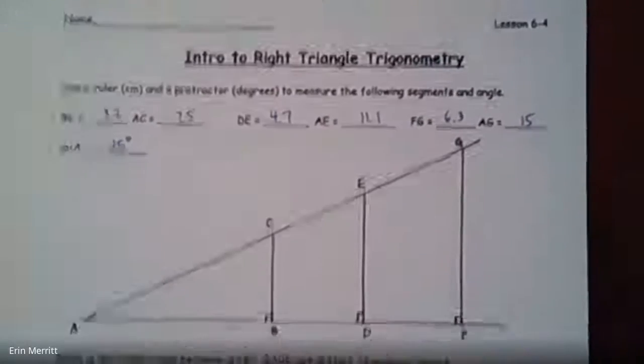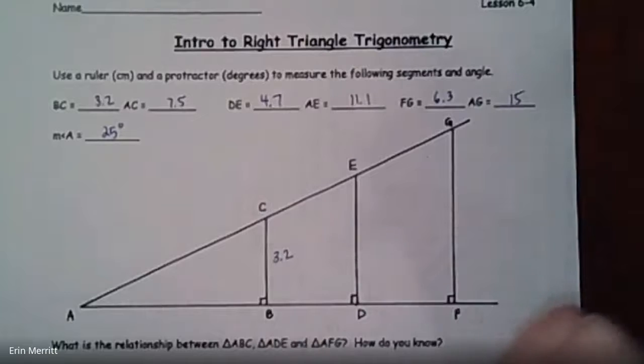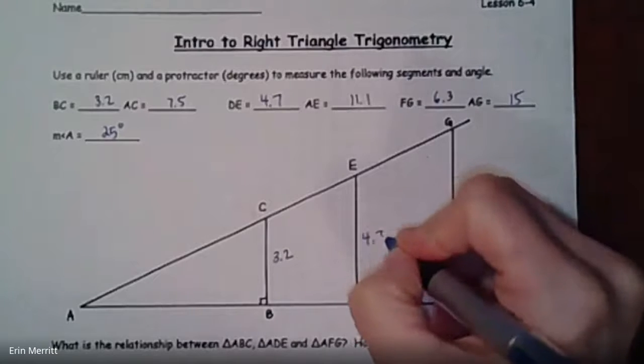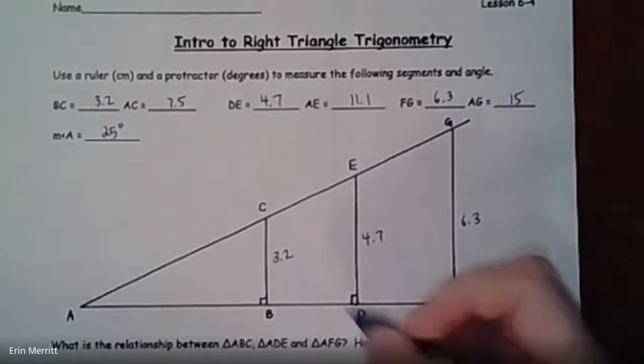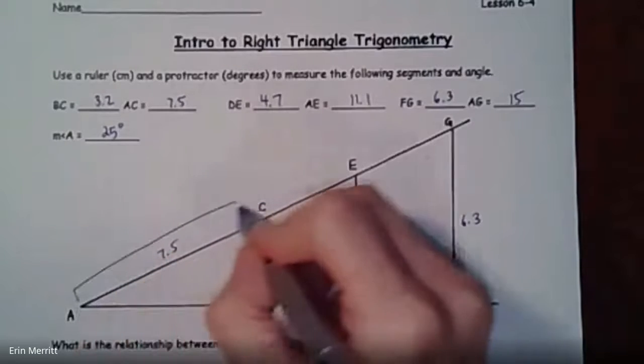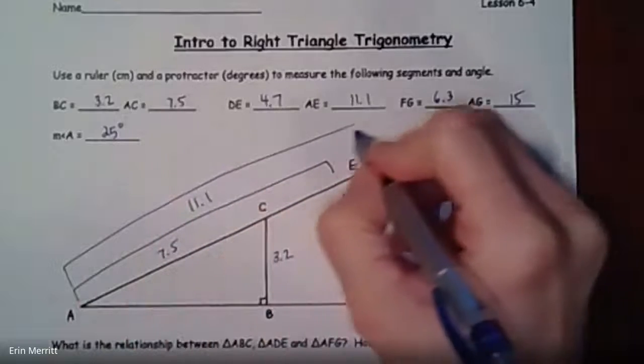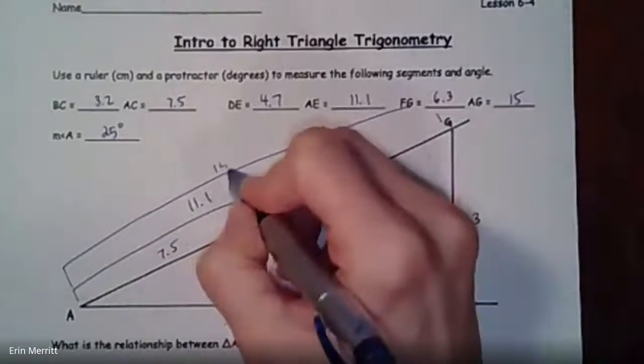All right. So if I label my diagrams as well, it might be helpful to see it. So 3.2, we said this was 4.7, this was 6.3. And then this first length, let me start here, with 7.5. This guy was 11.1. And then finally, the whole darn thing is 15.